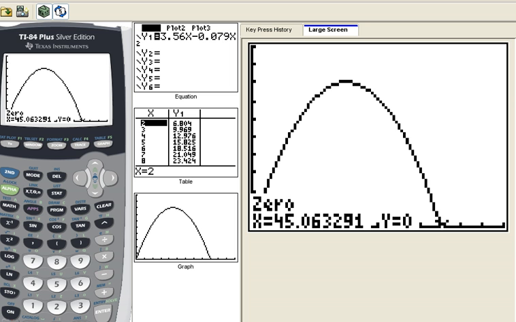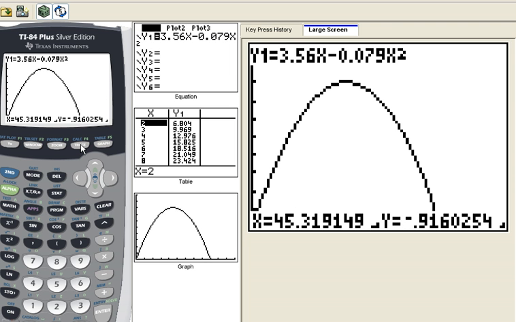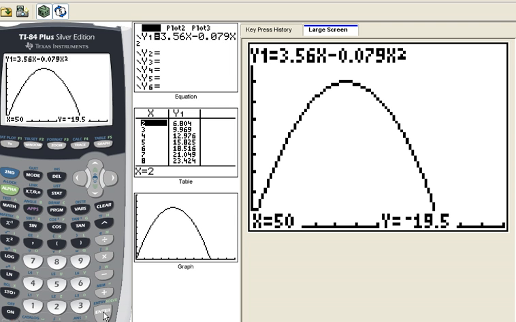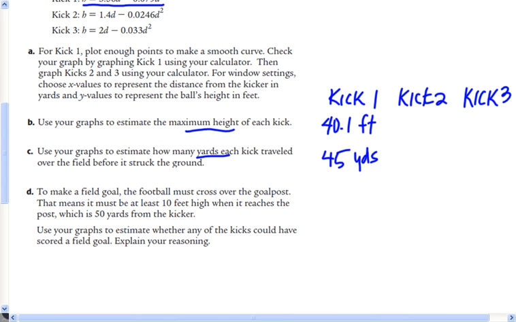If you press trace, you can now enter any x value you want, and we want to enter 50 yards into x, and we want to know what y is at that point. And that's negative 19.5. We need that to be higher than 10 feet for this to work. So it definitely didn't make it. The height of the ball is negative 19 feet, and that's because it had already hit the ground. So the answer is make a field goal.